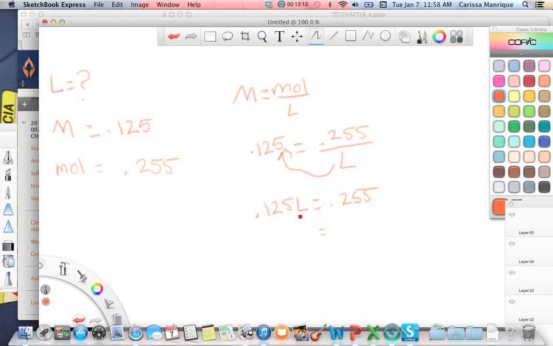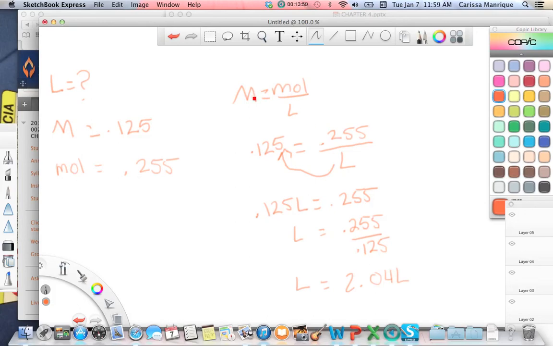Okay, now we need to move this over there because we want liters by itself. So 0.255 over 0.125, and let's divide that out and we'll get our answer. 0.255 divided by 0.125 is 2.04. And that'll be liters.